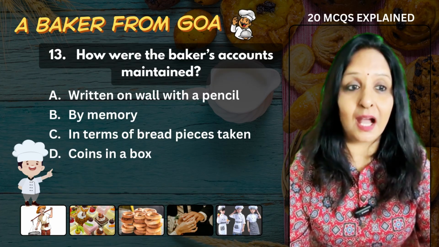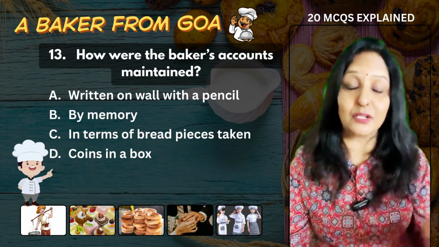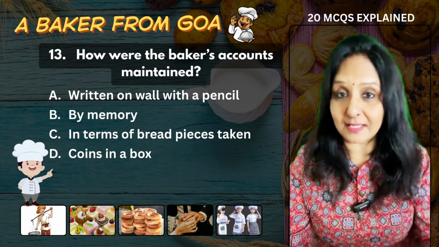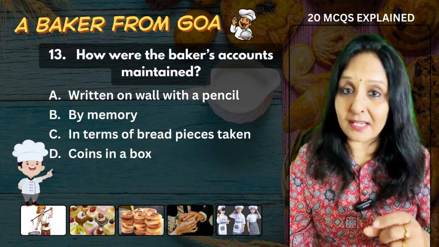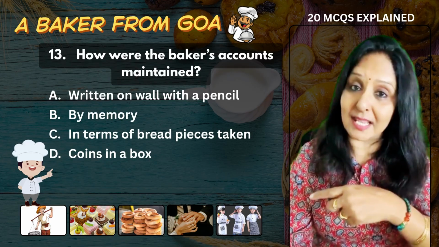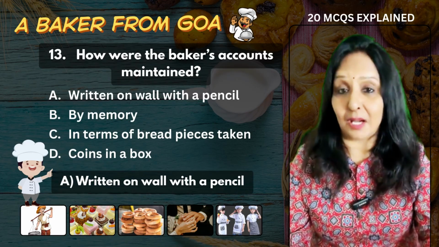Question number 13. How were the baker's accounts maintained? Which is very important. You are buying bread, you are buying bread bangles, you're buying everything from the baker, but then you need to settle the accounts, right? How were they maintained? Nowadays, of course, everything is online. But back in those days, it used to be written with a pencil on the wall. That is how it is.